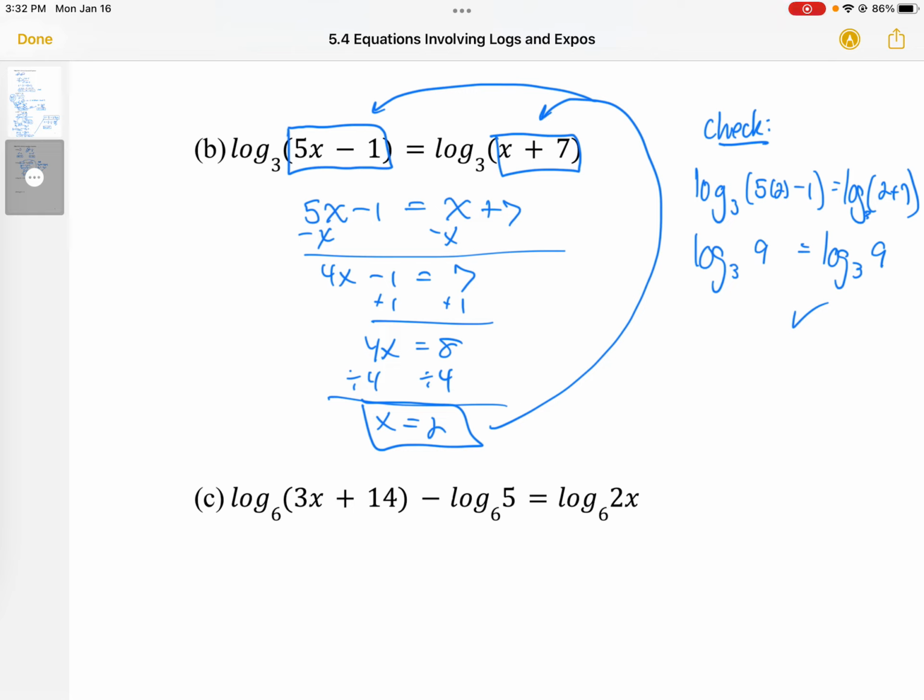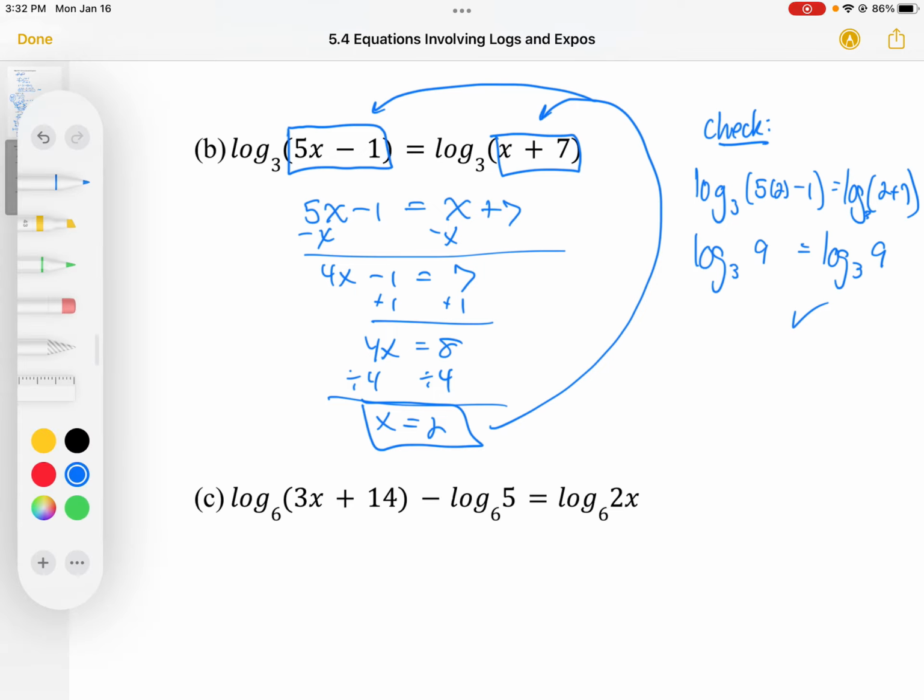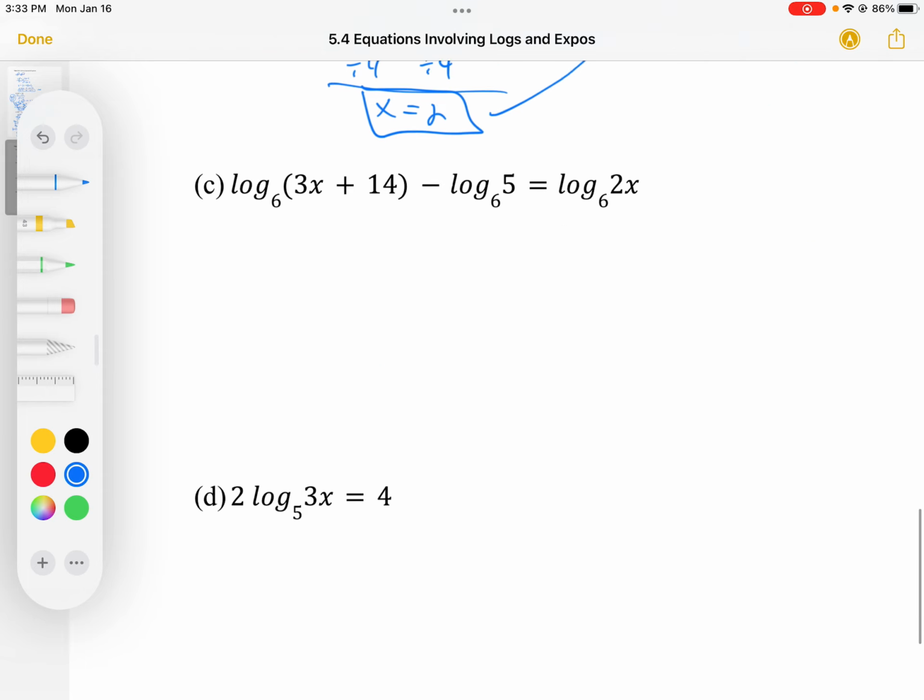And the reason I want to emphasize that you need to check your answers here is that if we substitute x into the original and we were to get, say, a negative number or 0, we can't take the log of 0 or a negative number. So it's important that we check those answers that we get to see if those answers are in the domain of the original equation. Okay, we got a couple more to go.